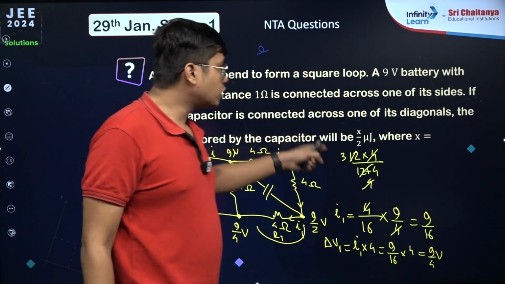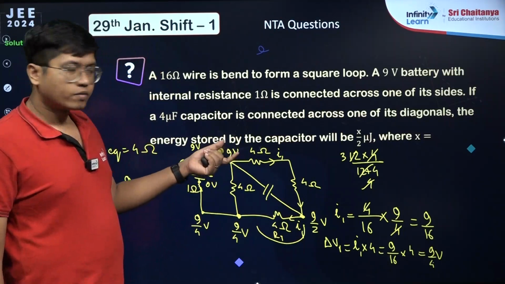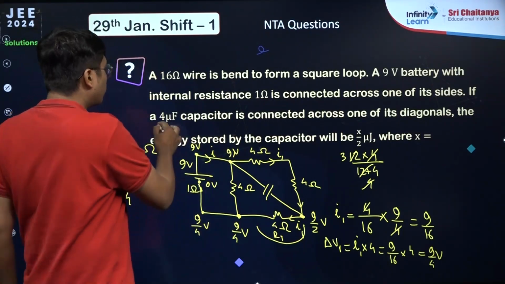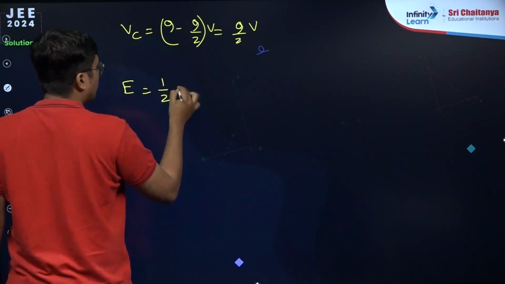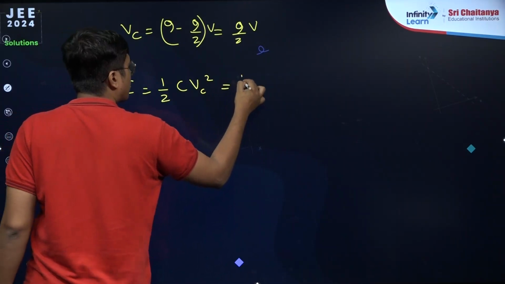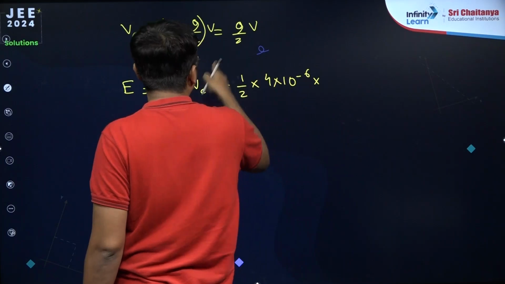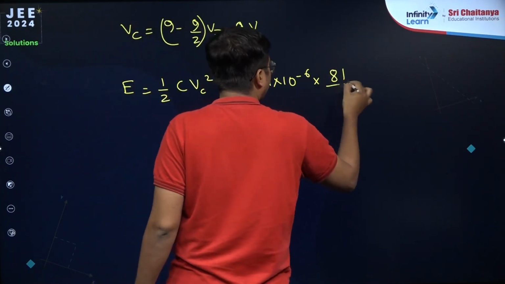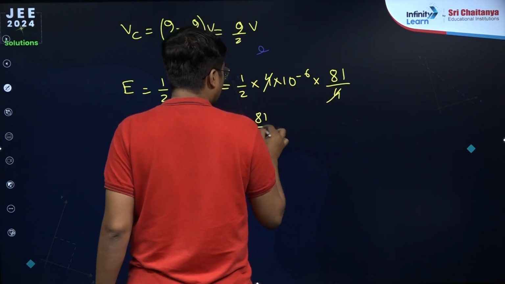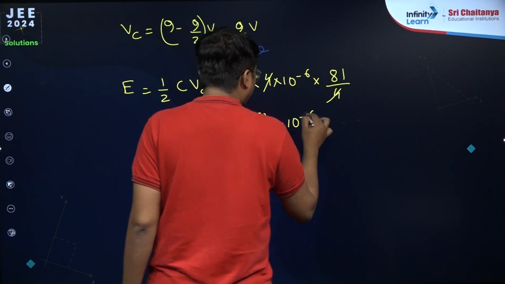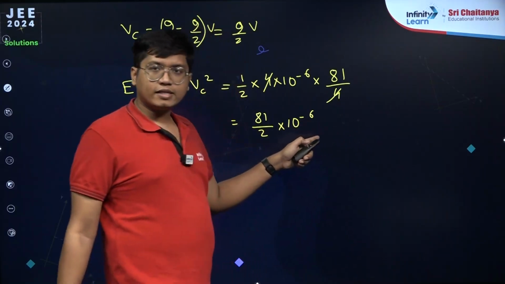You're looking for the energy stored in the capacitor. Energy stored in the capacitor is half CV square. C is provided to us as 4 microfarad. So the energy is half into 4 into 10 to the power minus 6 multiplied with this Vc square, that is 81 by 4. Cancel the 4 out. So you have 81 by 2 into 10 to the power minus 6. So you have to represent it as x by 2 microjoules. 10 to the power minus 6 takes care of that micro.